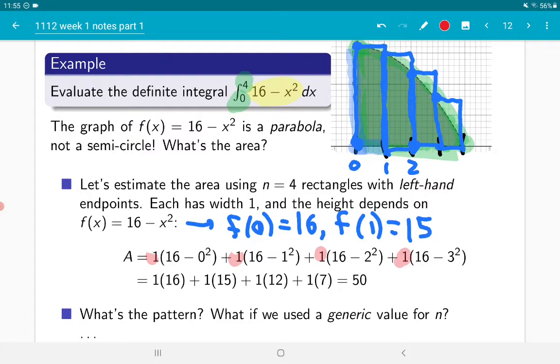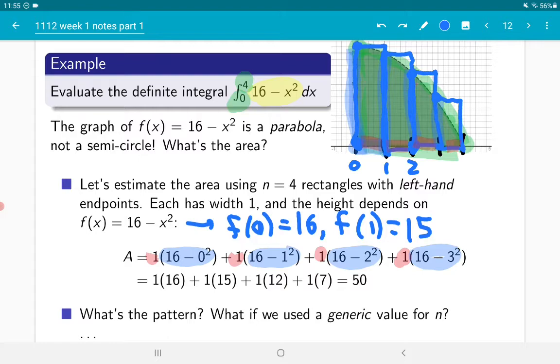I know it's kind of redundant to write times 1, but I'm doing that to remind you that that's the width. When we have the area of a rectangle, it's always width times height. And in this case, all of the widths are just 1. Meanwhile, the heights are coming from the values of the function at various x values. So this is the height of the first one, that's the height of the second one, the height of the third one, and the height of the fourth one. Now in the line below that I have all the numbers crunched, and just to give you an answer to look at, I get a total of 50.